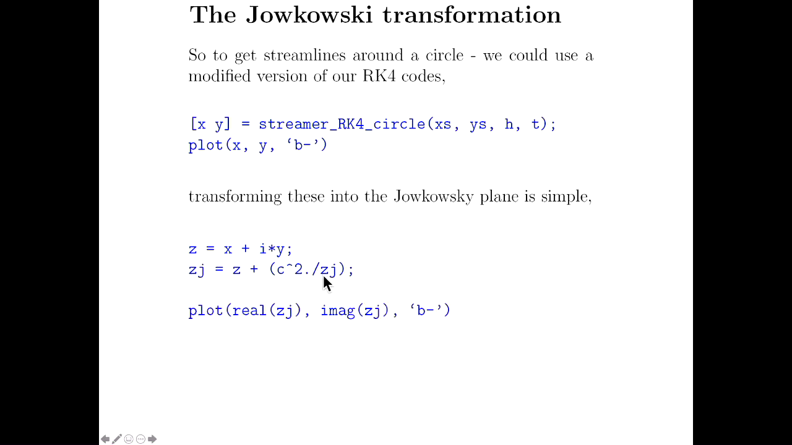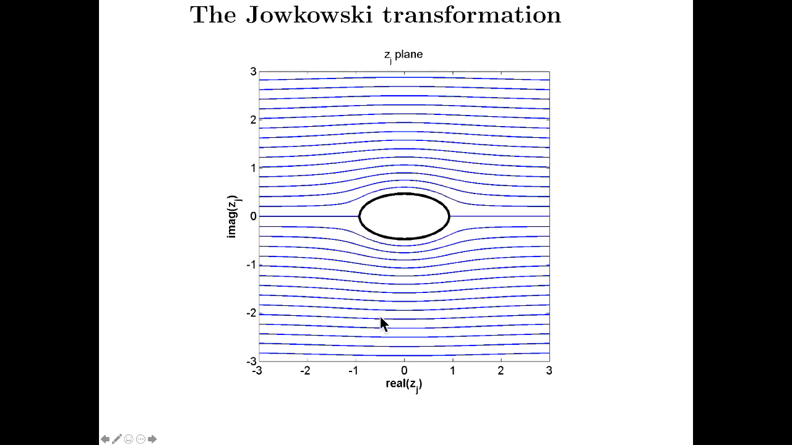And all you have to do then is plot the real part, which is going to be your x, and the imaginary part, which is going to be your y. You'll see that your streamlines will be transformed to streamlines for a flow over an ellipse.